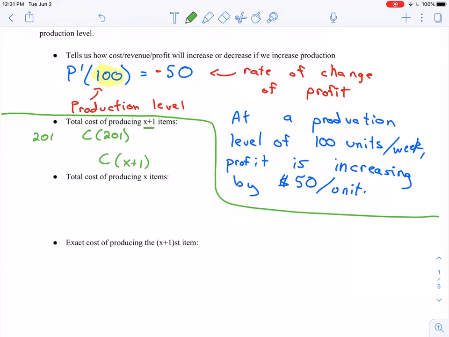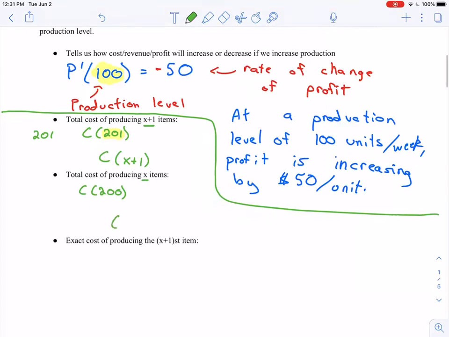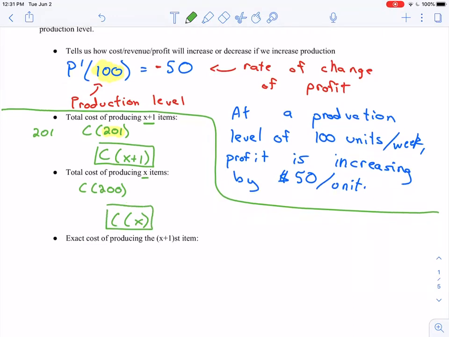The total cost for producing X items then, so this is just one fewer, so if I go back to my example of 201, I would say, okay, well, my total cost would be 200 units. I would take 200 and plug that into my cost function. So the total cost of producing just the X items, not the X plus first item, would be just C of X. So here's my cost of producing X plus 1 items. Here's my cost of producing X items.